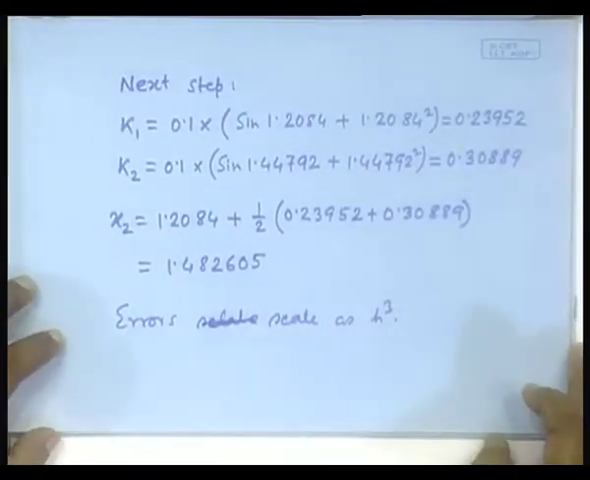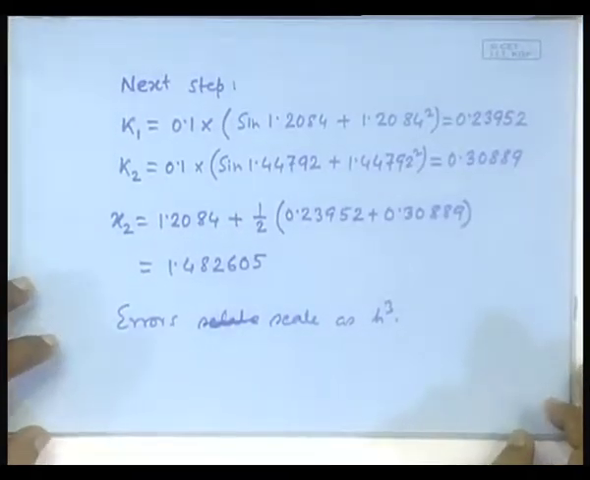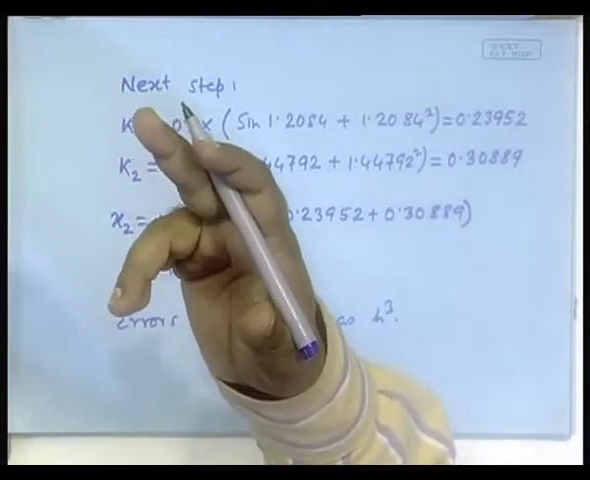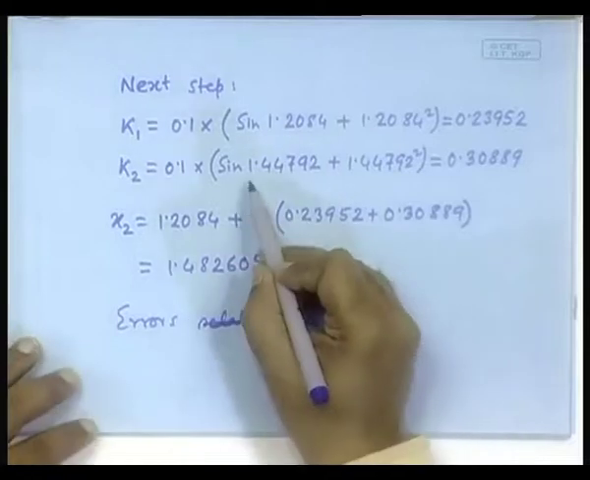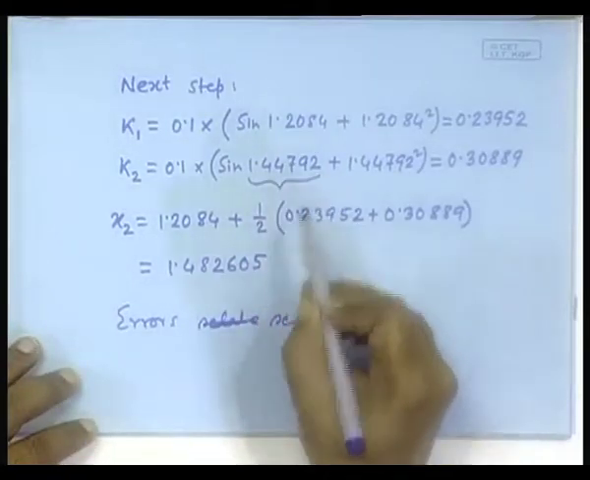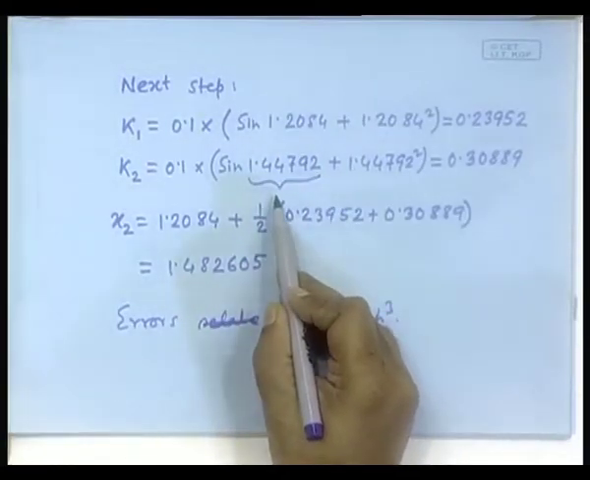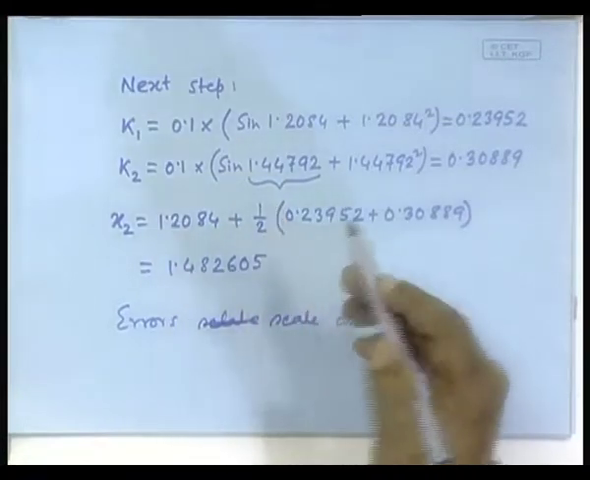Fine. So, you have learned the trapezoidal rule also. In the last part, from where did we substitute the value 1.44792? What did you calculate? Where did we get it from? Yes, x1 plus k1. So, if you do that, you get this.